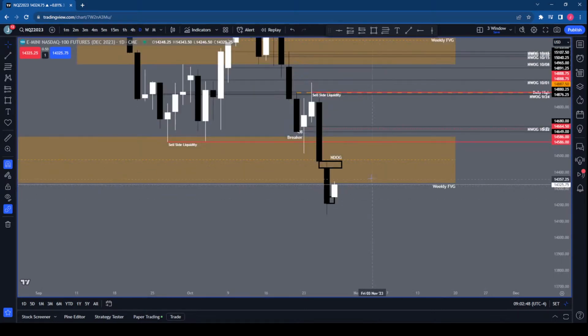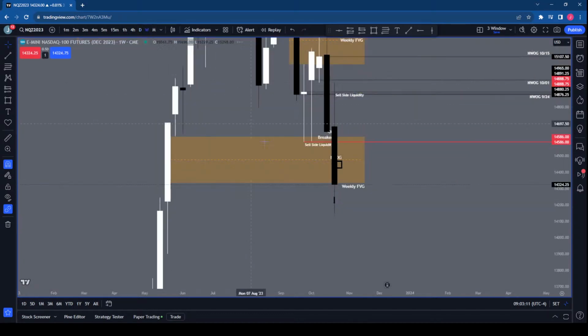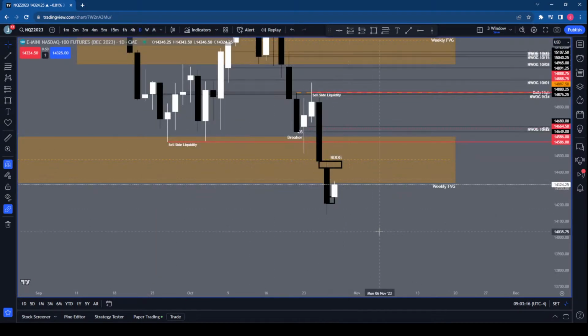So the bottom of this fair value gap is a significant level to understand. If we are above it, I wouldn't try and take any shorts, if that makes sense. Because if we start to close above it, then that means the weekly candle is respecting it and we will not go below it. But if we are below it, then we can short for the continuation.